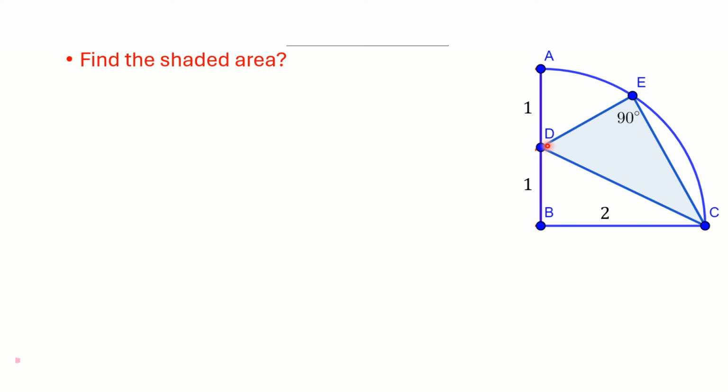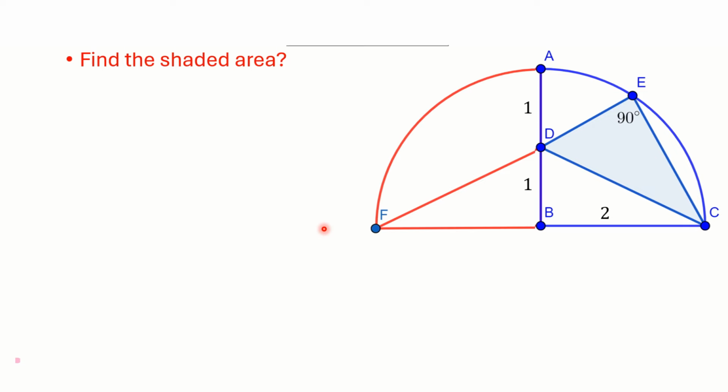Now if somehow you can calculate DE distance and EC distance, then you can use the formula, that is area of a triangle is half times base times height, because this is a 90 degree, a right angle triangle. So half times base, that is DE, times height, that is basically EC. So my target is to find these two distances.